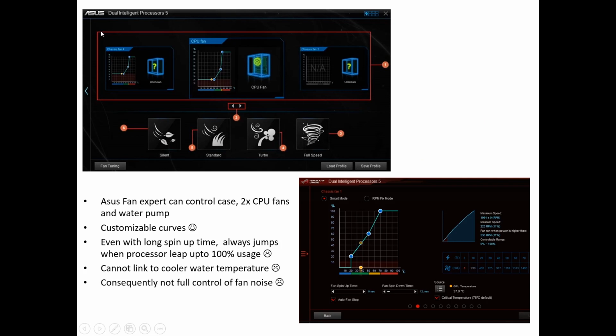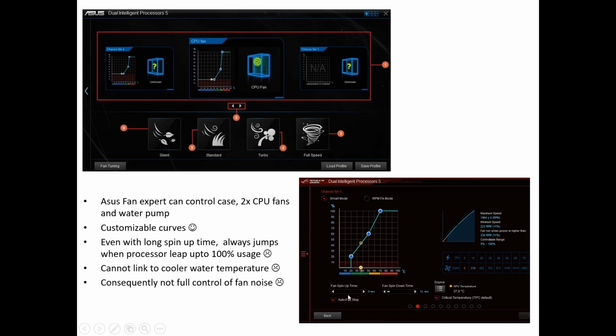It's a piece of software, and you can look this up online. Basically, it can control the case fans, two CPU fans, and a water pump. The curves can be customizable. That's good. One of the things is, because you can't link it into the water temperature, because it doesn't read the water temperature, it's looking at the CPU temperature. Now that means that when the CPU ramps up in heat, if you suddenly go up to a high CPU usage, the system responds very quickly and you get a pulse of high fan speed.